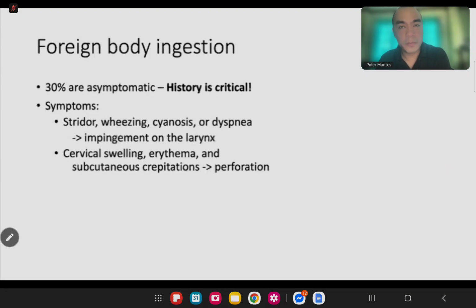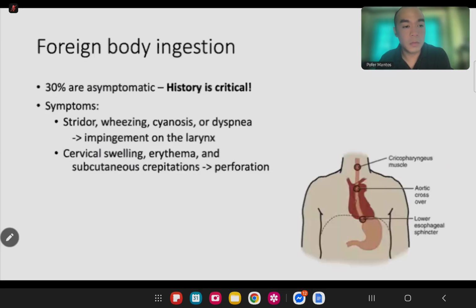That's why it's very important that in any age group, there should always be someone with them, especially when they are playing with their toys. But for those who are symptomatic, they would have wheezing, stridor, cyanosis if the airway is obstructed, and dyspnea. Some of them will have cervical swelling, erythema, or crepitations, especially for sharp objects which cause perforation. So they will also have those symptoms.